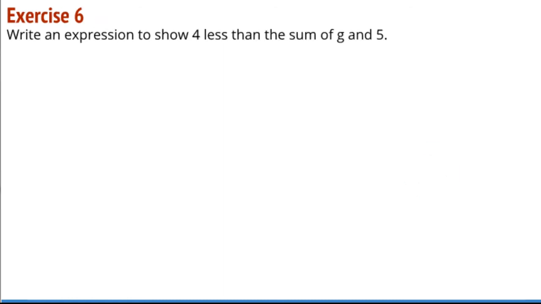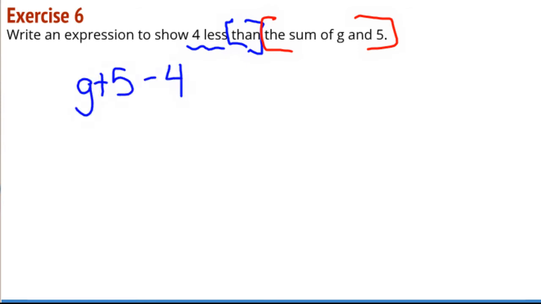So write an expression to show 4 less than the sum of g and 5. So I've got a 4 less here. 4 less than something. 4 less than what? The sum. So I need to have the sum of g and 5. And I want less than that sum.